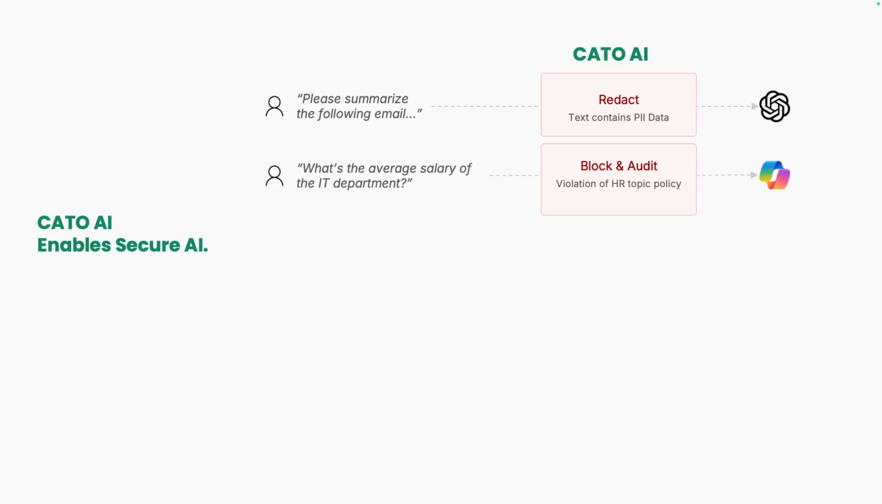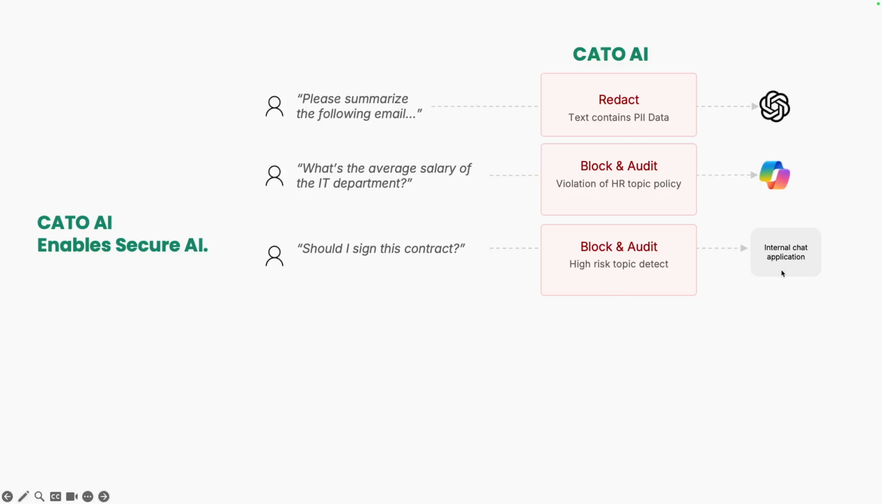You can just block that prompt itself, and you can audit that particular prompt from the governance perspective. Maybe you have an internal chat application. Now, instead of making his own decision, a user is basically asking the chat application, should I sign this contract, which is high risk, which comes under the high risk topic detection, which can be blocked and audited.